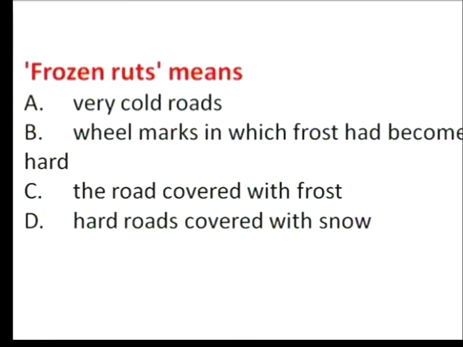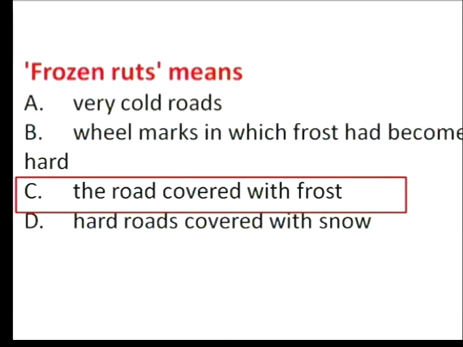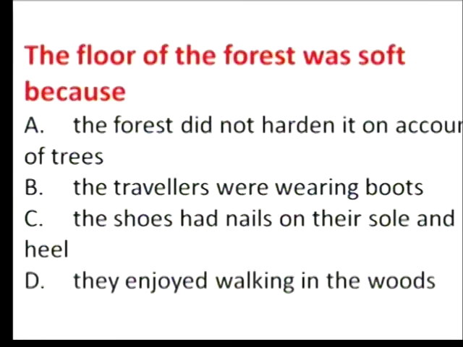Frozen ruts mean very cold roads, wheel marks in which frost has become hard, the road covered with frost, hard roads covered with snow. Now there is a difference between frost and snow, please understand that. And the correct answer is C, which you just saw.